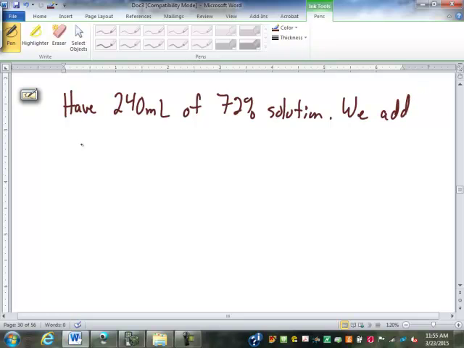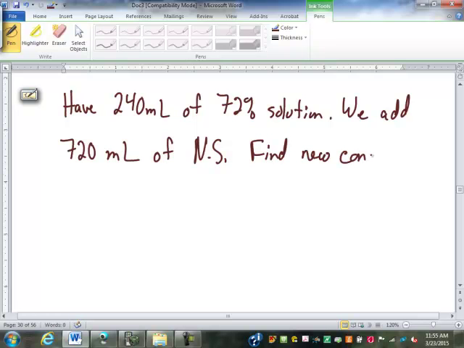We are going to add 720 milliliters of NS. Find the new concentration. Notice the new percent.